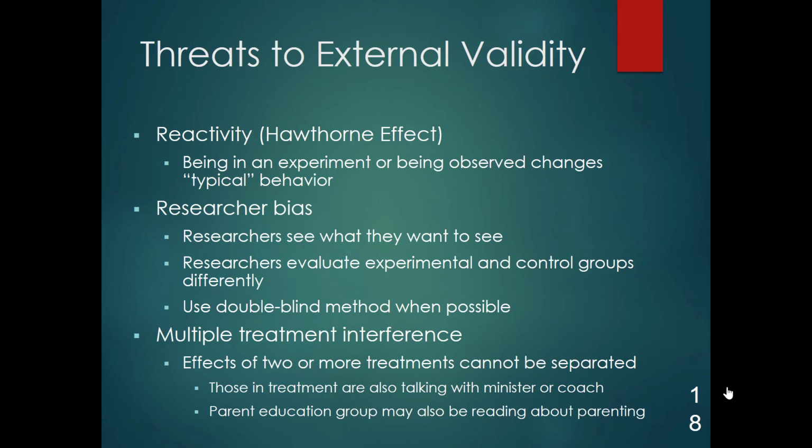Researchers have no control over what other resources people can access voluntarily or to whom they may talk. So, for example, in our research on the abstinence-only program in middle schools, it was difficult to find children who had not been subject to multiple forms of sex education in the schools before entering the program. So you as a researcher have no control of who's talking to who or who's reading what or where they're getting information from. For example, those in treatment may also be talking to a minister or coach, or a parent education group may also be reading about parenting skills. And so the researcher has no control over what the participants are doing and where they're getting information from.